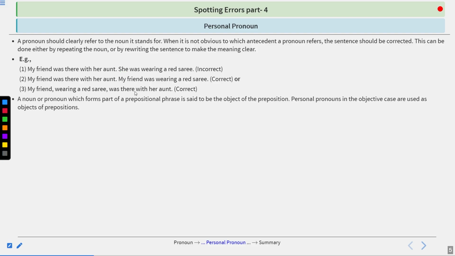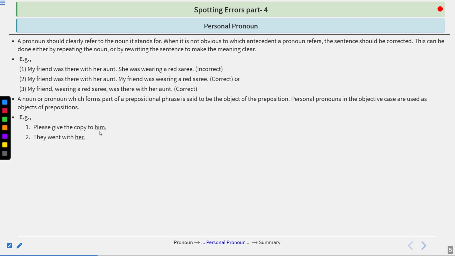A noun or pronoun which forms a part of a prepositional phrase is said to be the object of the preposition. Personal pronouns in the objective case are used as objects of prepositions. So we have to use objective cases of personal pronoun if it comes with a preposition.